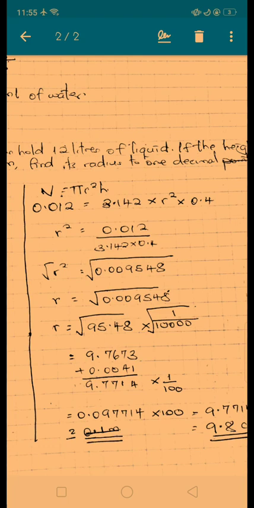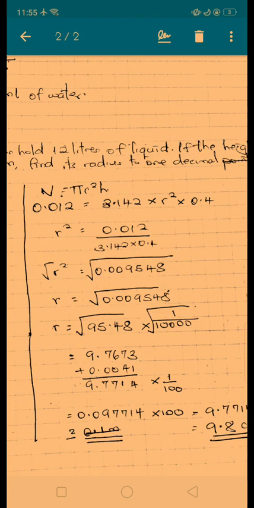0.009548 is a figure that you will get after working out 0.012 divided by the denominator, which is the product of 3.142 times 0.4. Now you can clearly see you will be required to go back to your tables, and before you go to the tables you need to write it well, like in standard form.